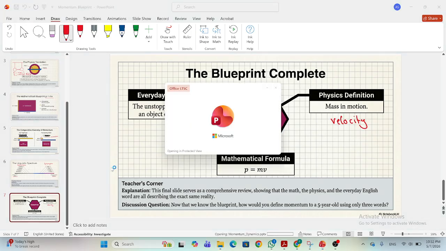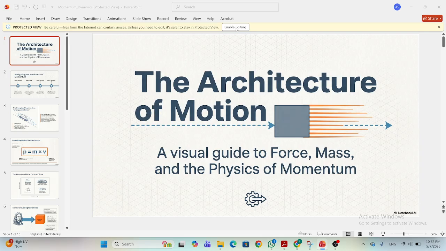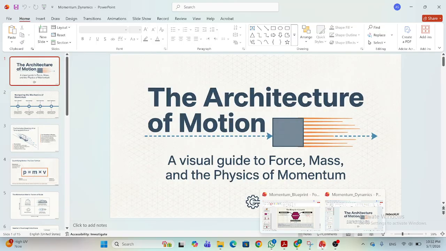I don't understand the everyday meaning of momentum. Can you repeat it? Okay. The everyday meaning of momentum is in English, but we do not usually use this one in Persian.